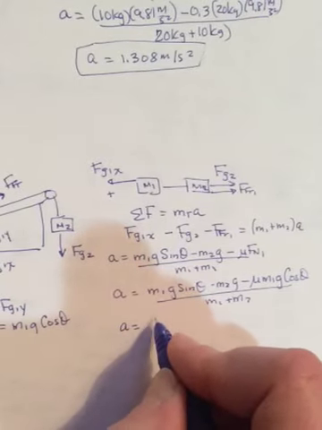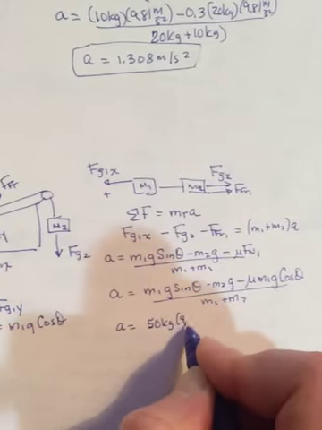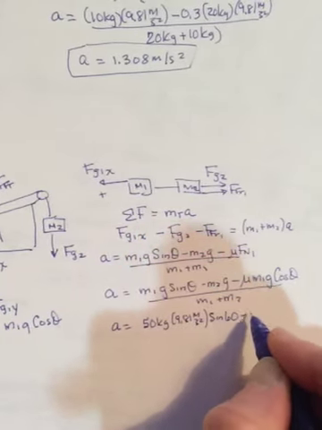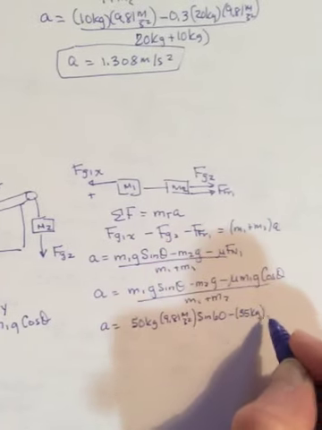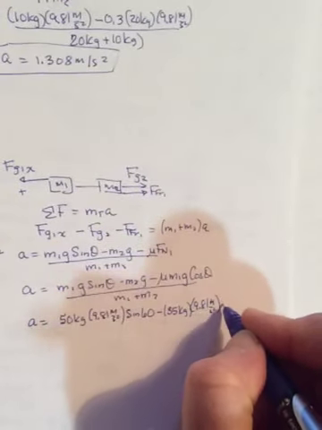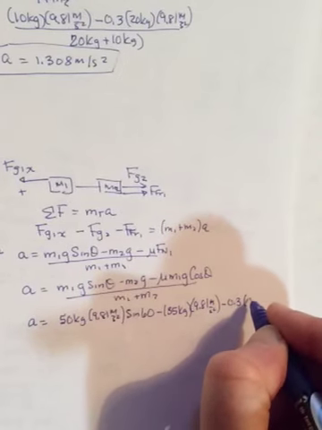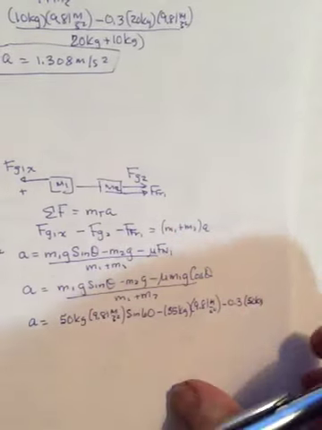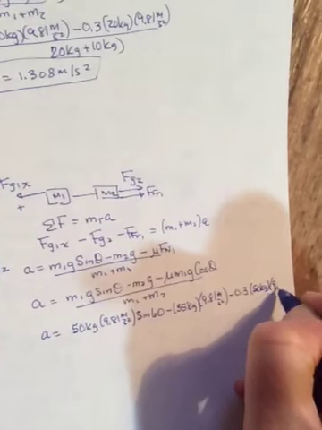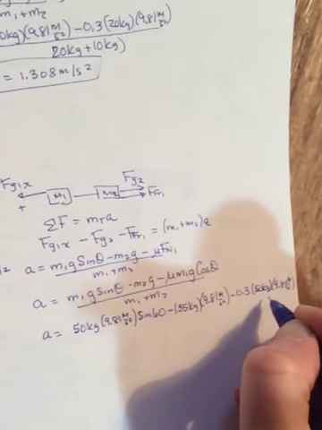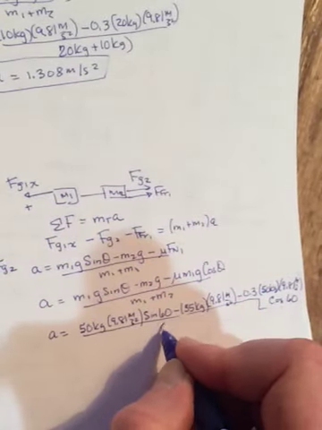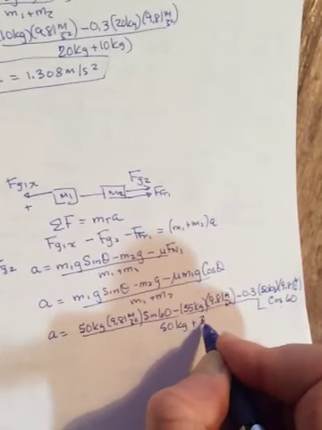So A will equal M1 was 50 kilograms, 9.81 meters per second squared, sine of 60, minus 35 kilograms, 9.81 meters per second squared, minus 0.3 times 50 kilograms. Gonna run out of paper here. Times 9.81 meters per second squared times the cos of 60, and then it all gets divided by 50 kilograms plus 35 kilograms.